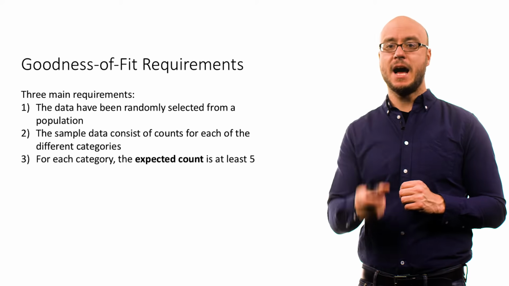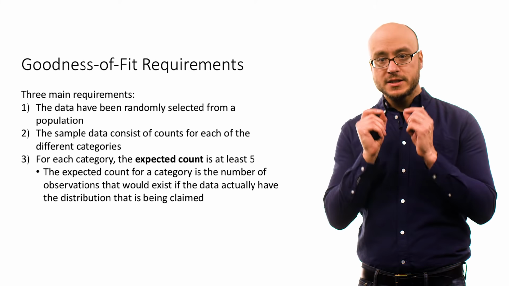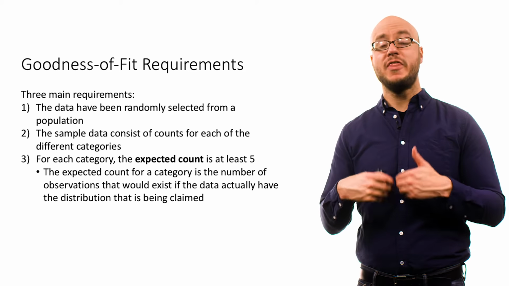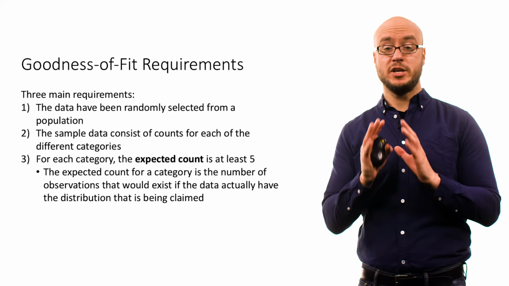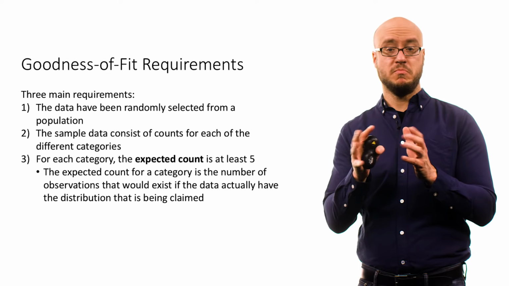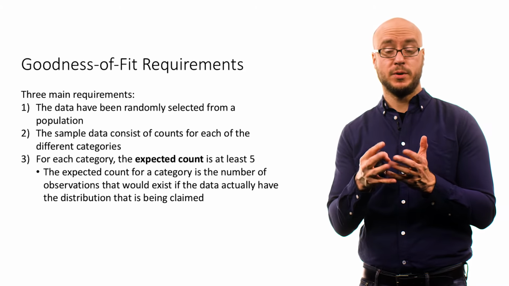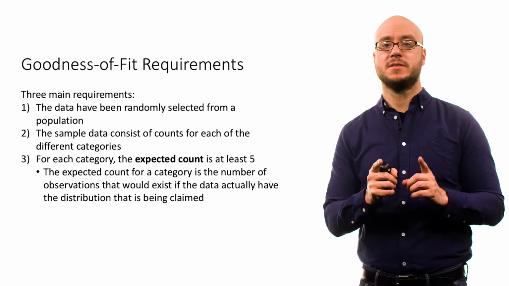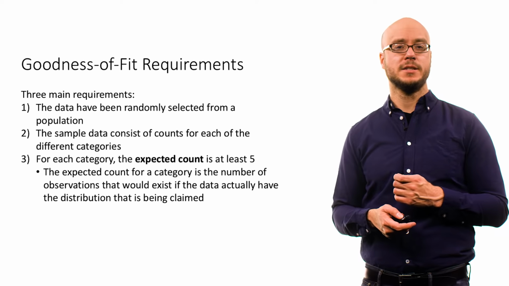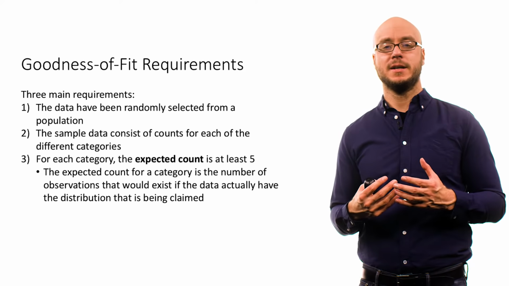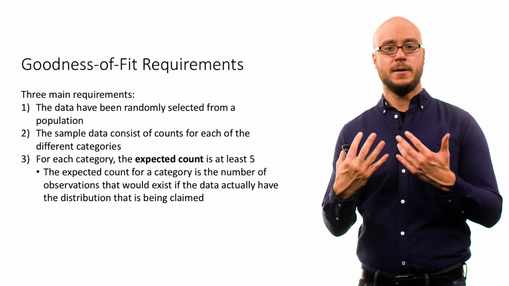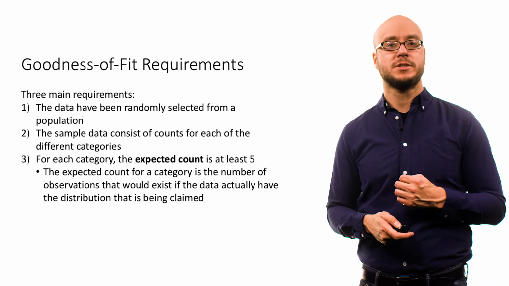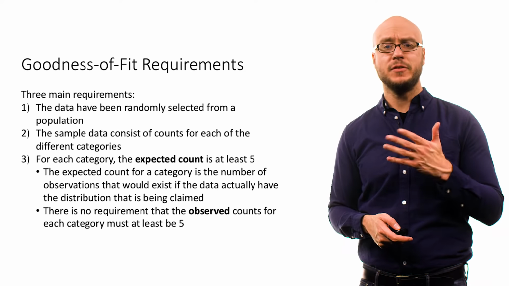Now the expected count is not the same as the observed count. The expected count is the number of observations that would exist if the data actually have the distribution that is being claimed. So it's possible that your actual data might have fewer observed counts than 5 for a particular category. But as long as the expected count is at least 5, we can go ahead and conduct a one-way chi-square goodness of fit test. Really what the expected count requirement is saying is that you need to have a pretty large sample to conduct this test. And again, of course, there's no requirement that the observed counts for each category must be at least 5.